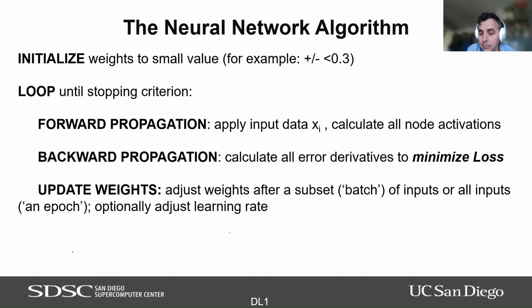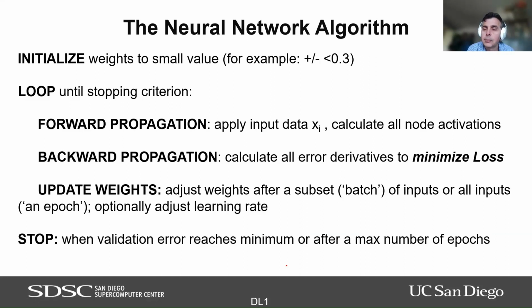We'll do this for a set of inputs, and maybe it's all the inputs at once. But typically you might have a memory issue if you have a lot of data, so you do it for a batch, some subset of all your data. And there's some learning rate and there's some optimizers, and everything works towards an optimization problem. And you stop typically when your validation error reaches a minimum, or maybe we just have a maximum number of epochs, or both.